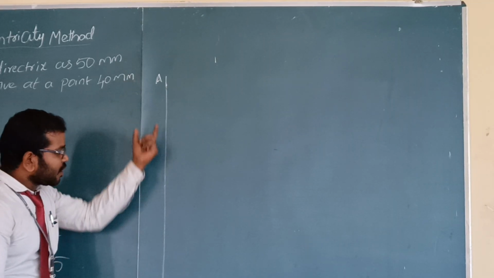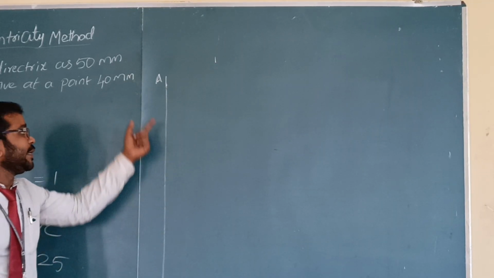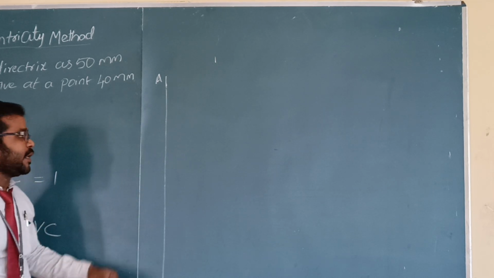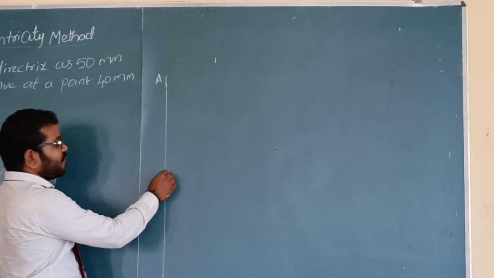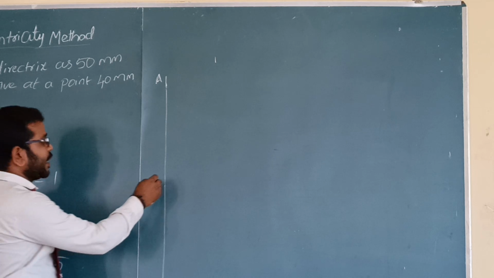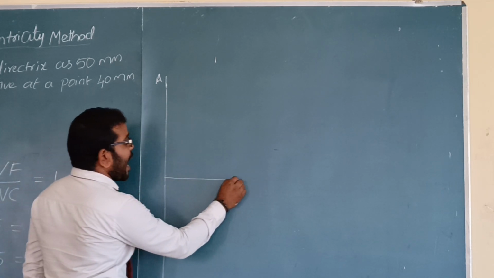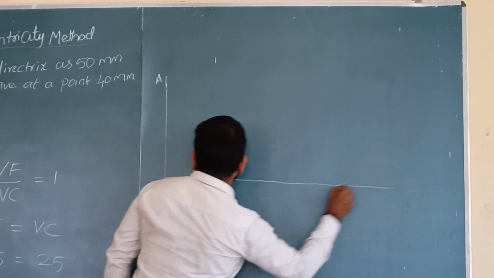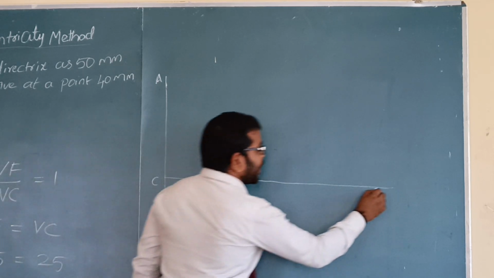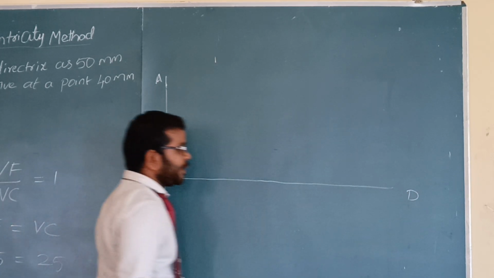So A, B can represent this vertical line. Initially, first we can draw the vertical line. This vertical line AB is the directrix line, and from the center of this directrix line we can draw the horizontal line. This horizontal line is nothing but the axis line. We can represent it with points C and D.